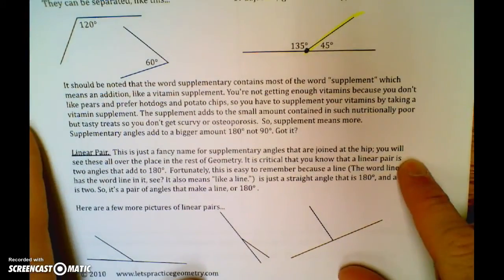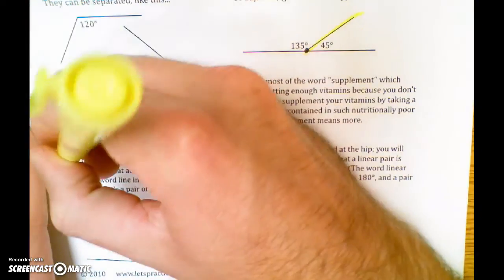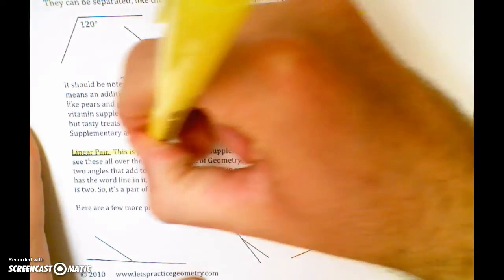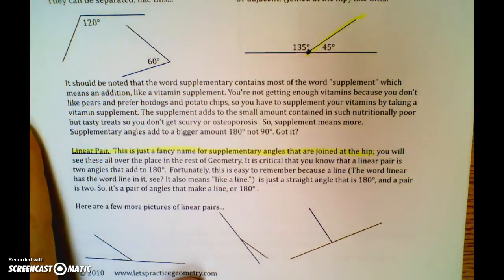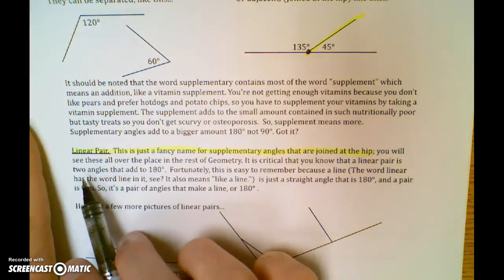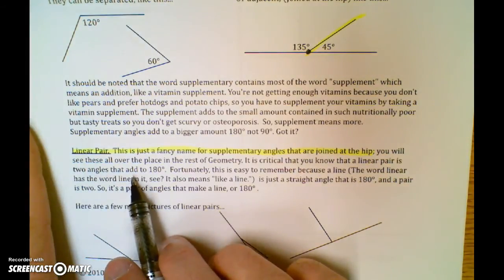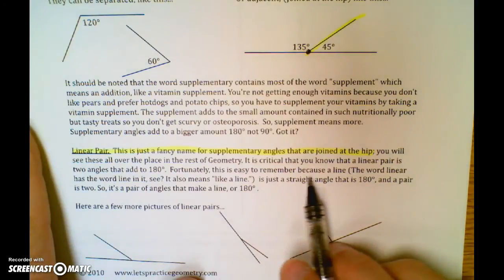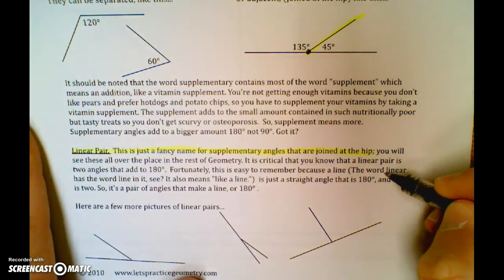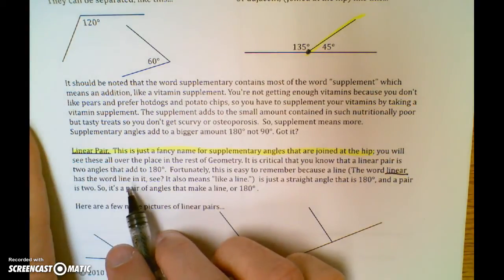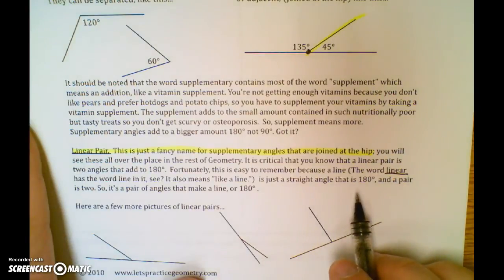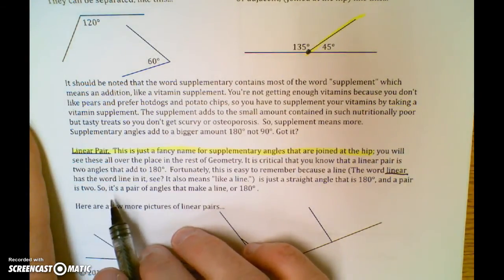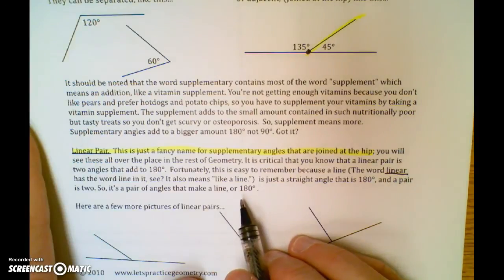And one last pair is called a linear pair. And this is just a fancy name for supplementary angles that are joined at the hip or that are adjacent. You will see these all over the place in the rest of geometry. It's critical that you know that a linear pair is two angles that add to 180 degrees. Fortunately, this is easy to remember because the word linear has the word line in it. It also means like a line, which is just a straight angle that is 180 degrees, and a pair is two. So it's a pair of angles that make a line or 180 degrees.